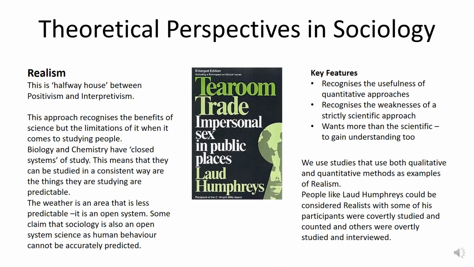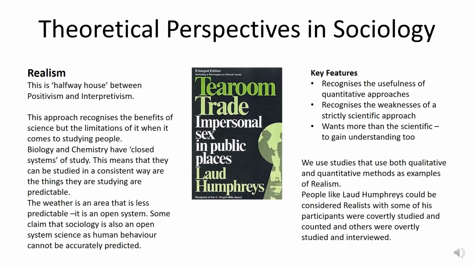So we've looked at the two extremes of theoretical perspective, but I suppose in the middle is a more modern approach, and this is known as realism, which is described as a halfway house. And this is really looking at the benefits of both the scientific and the non-scientific approaches to sociology. And some people call this a type of scientific approach.